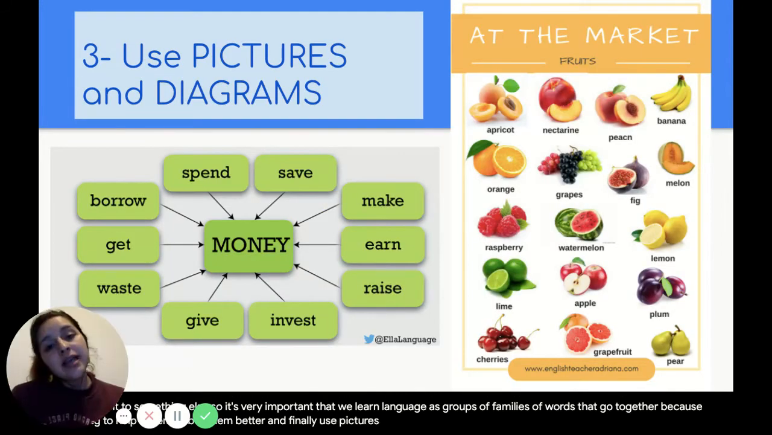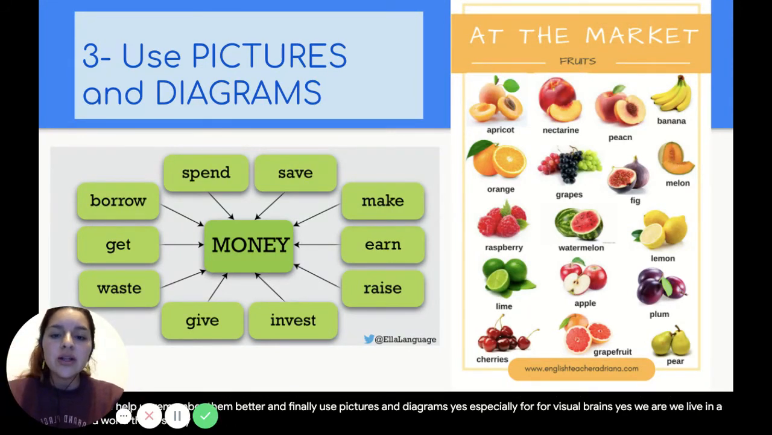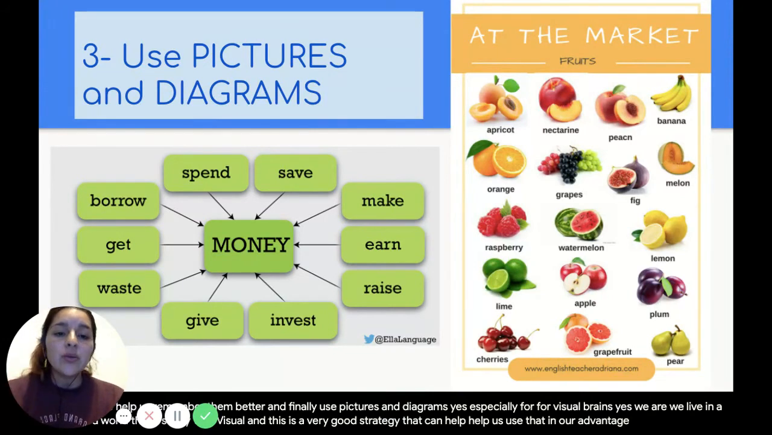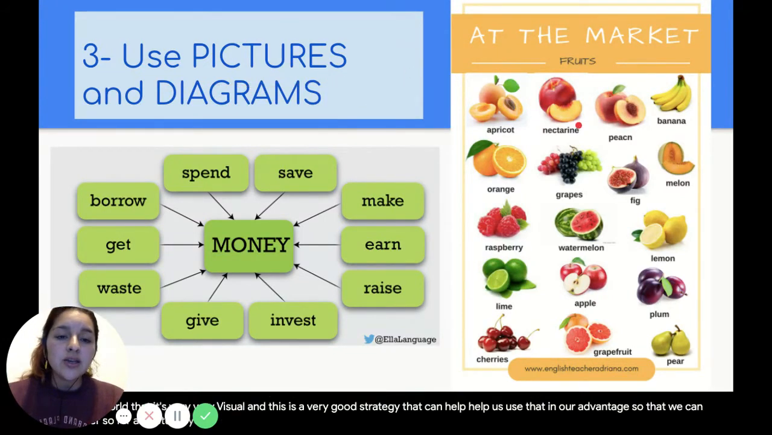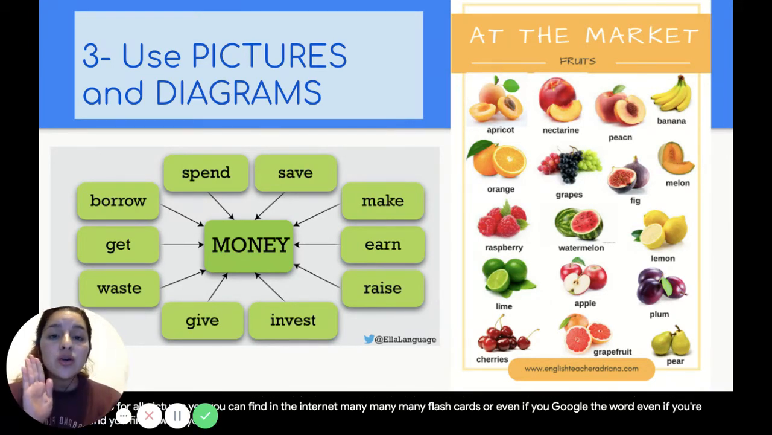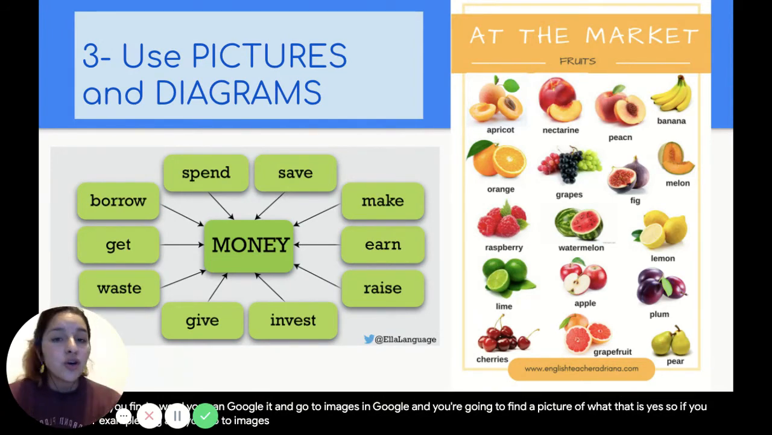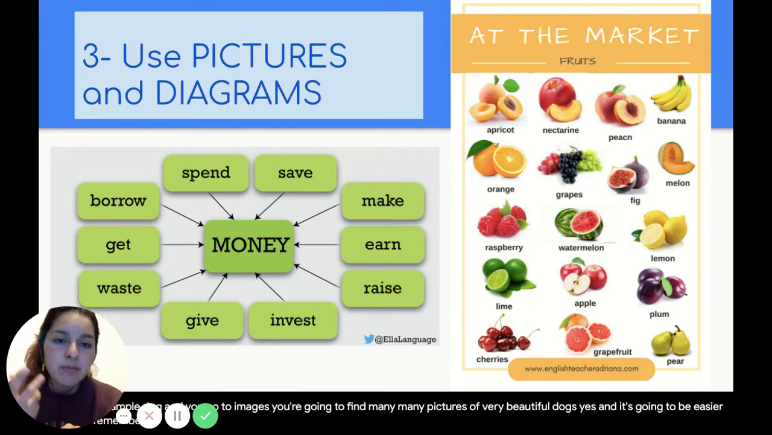And finally, use pictures and diagrams. Yes, especially for our visual brains. We live in a world that is very, very visual, and this is a very good strategy that can help us use that to our advantage so that we can learn better. So for example, pictures. You can find many flashcards on the internet, or even if you're studying and you find a word, you can Google it and go to images, and you're going to find a picture of what that is. If you Google, for example, dog, and go to images, you're going to find many pictures of very beautiful dogs, and it's going to be easier for you to remember the word.